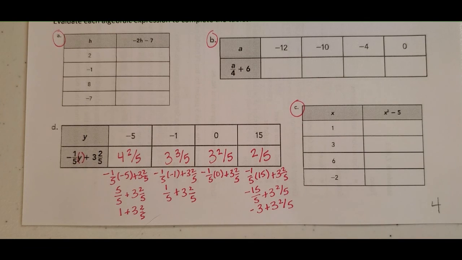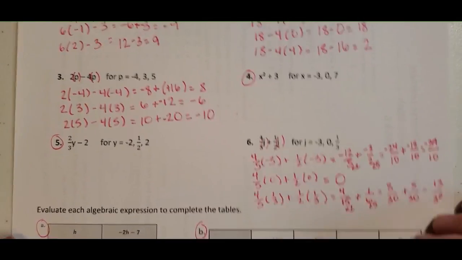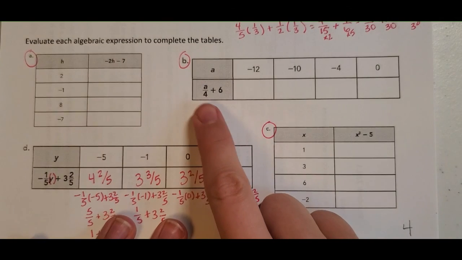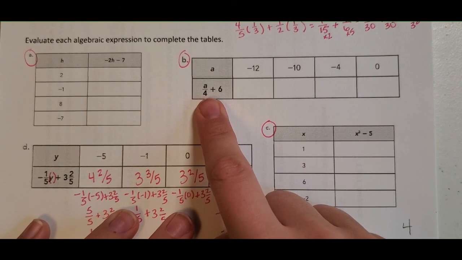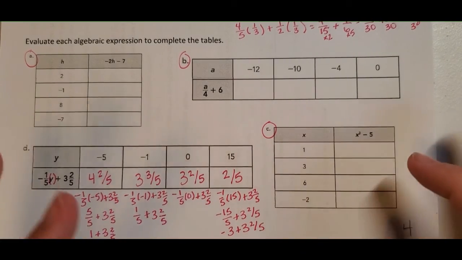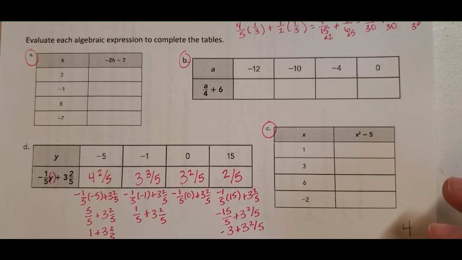Okay, so your job is to do on the top part 4 and 5, and on the bottom part A, B, and C. For B, this fraction means to divide. So you'll divide first and then add 6. Okay, if you need any help, please use Google Classroom, Remind, or email.